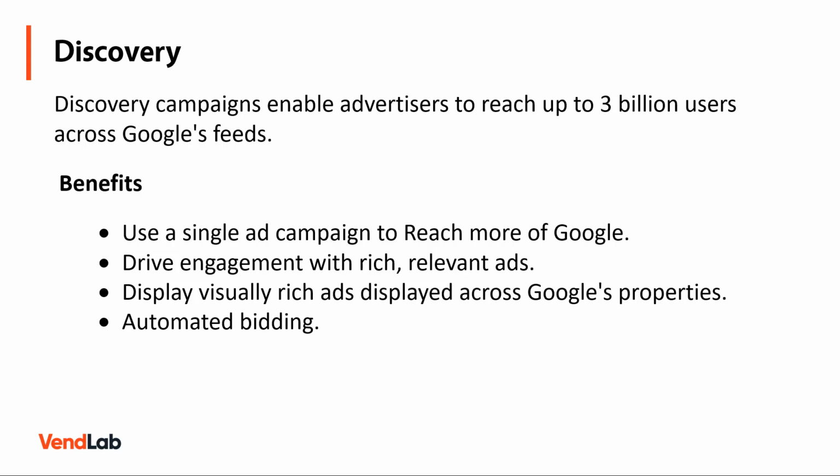Reach up to 3 billion users monthly on the YouTube Home and Watch Next feeds, Discover, and the Gmail promotions and social tabs. Drive engagements with rich, relevant ads. Google will use these indicators of customer intent to display relevant ads to users when they're ready to engage with your brand. Display visually rich ads across Google's properties.